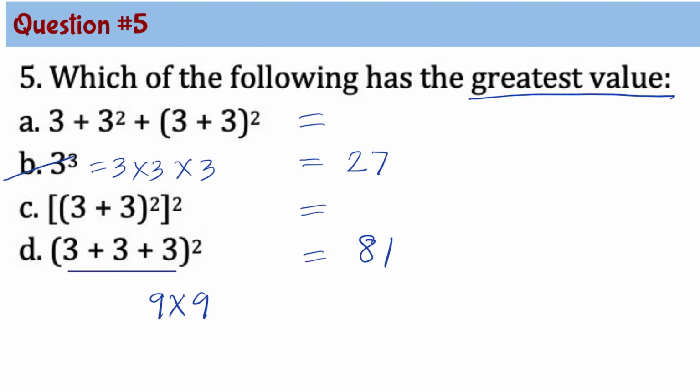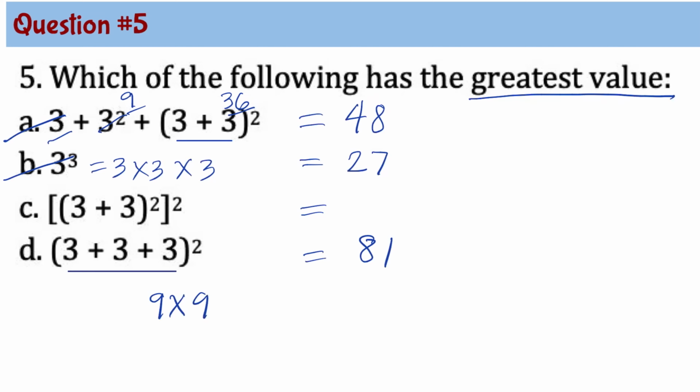For letter A, we can simplify 3 squared as 9. 3 plus 3 is 6, and 6 squared is 36. Now we need to add 3 plus 9, that's 12. 12 plus 36 is 48. Again, D is more than 48, so we can eliminate choice A. And now we have a 50% chance of getting the right answer, either C or D.